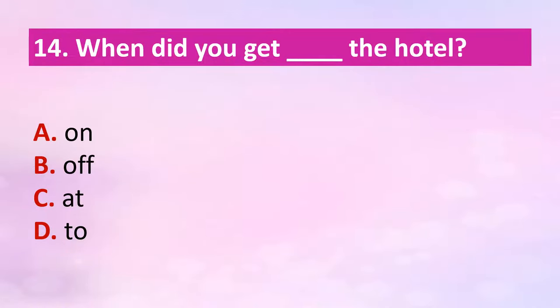Question number 14. When did you get dash the hotel? Option A, on. Option B, off. Option C, at. Option D, to. The correct answer is option D, to. When did you get to the hotel?